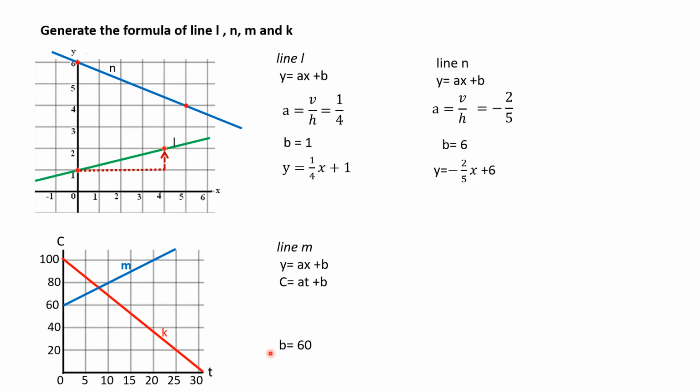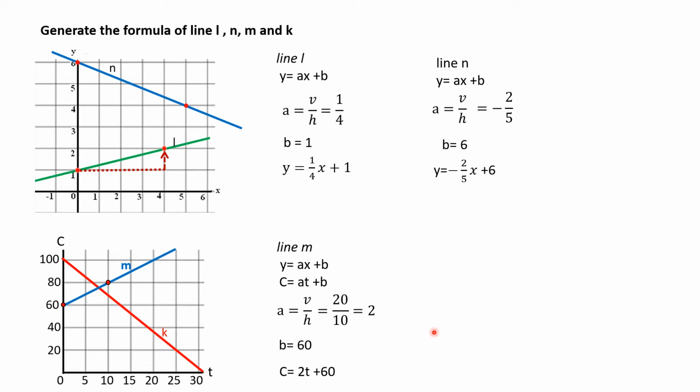The b is 60 for the blue line, line M. Well then, try to find the next grid point. So we have a grid point here and there. How much do you go horizontal? Well, that's 10. And vertical, we go from 60 to 80, so that's 20. So 20 divided by 10 is 2.